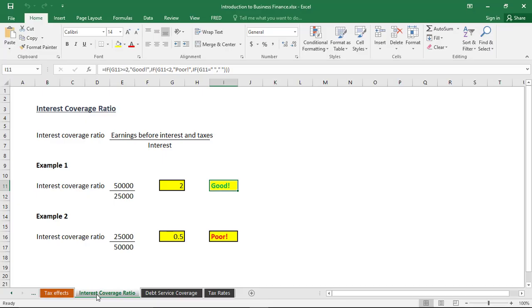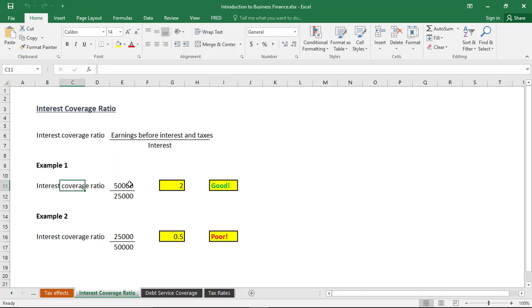The next thing we should be looking for is the interest coverage ratio. This refers to the number of times you could cover the interest obligation. This is calculated as follows. Interest coverage ratio is EBIT, earnings before interest and taxes, divided by interest. Let's work out this example to see how it works.